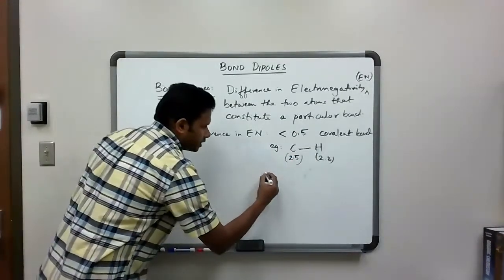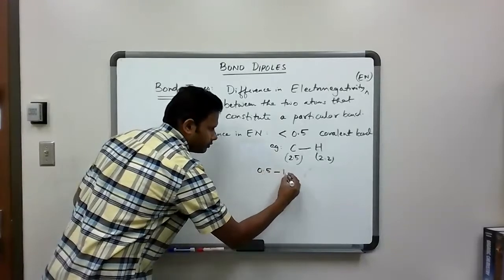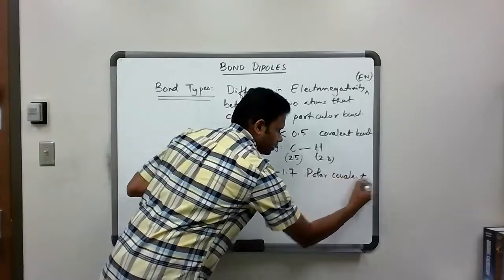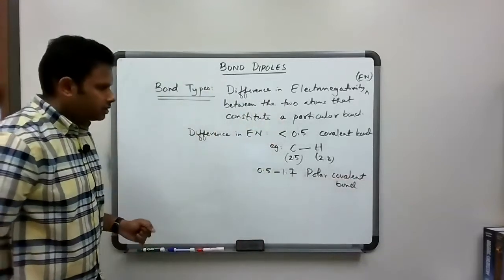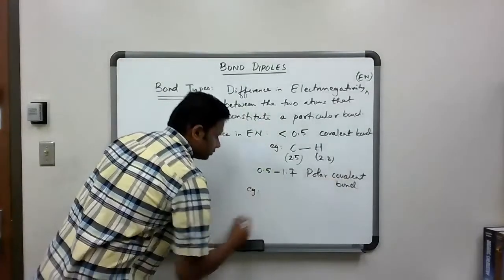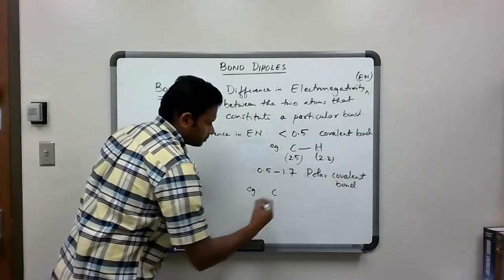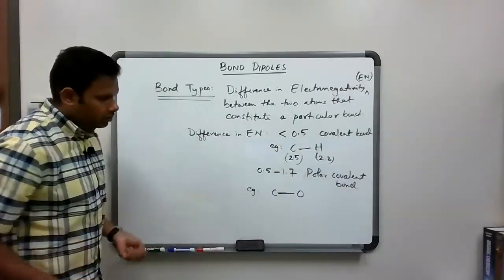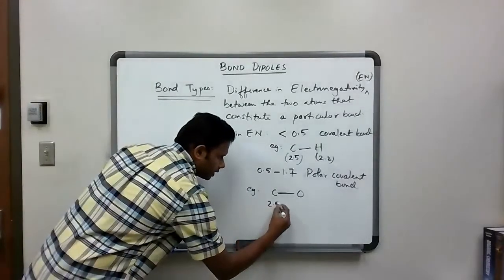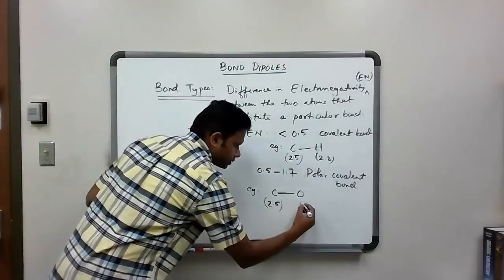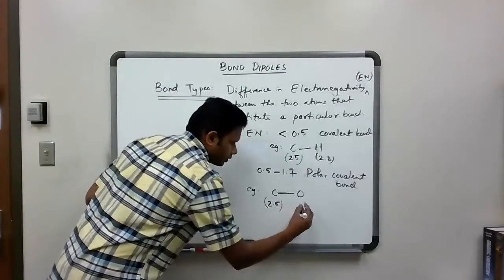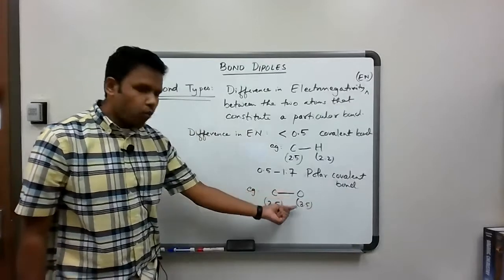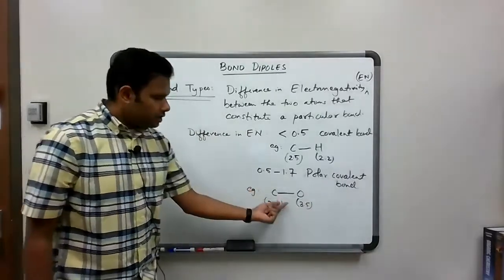And if the difference in electronegativity, as I said, was between 0.5 to 1.7, then we call it a polar covalent bond. An example for this could be a carbon oxygen bond, although there are other bonds also. Carbon electronegativity is 2.5. Oxygen's electronegativity is around 3.5. So the difference here is about 1, which falls into this range. And so this is a polar covalent bond.